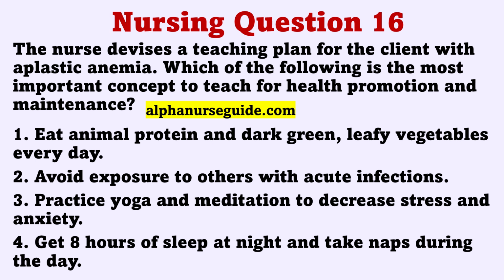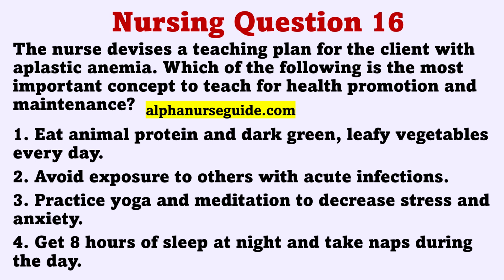The correct answer is 2. Avoid exposure to others with acute infections. Clients with aplastic anemia are severely immunocompromised and at risk for infection and possible death related to bone marrow suppression and pancytopenia. Strict aseptic technique and reverse isolation are important measures to prevent infection.